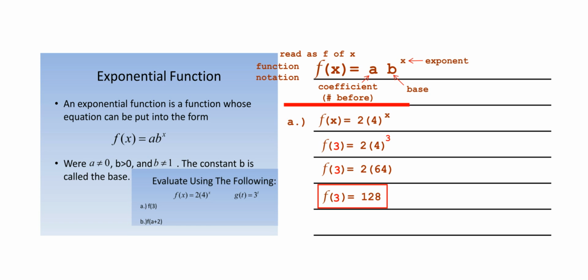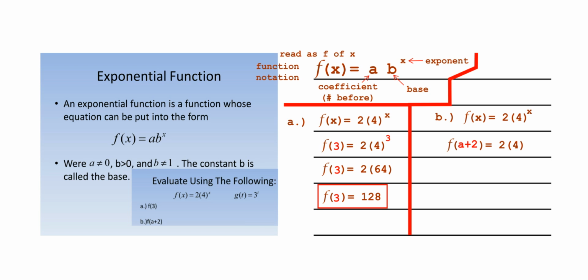Pretty straightforward in this case, agreed? Just remembering our order of operations though. So let's try the second one, B. For B, we have f of x equals 2 times 4 to the power of x. Once again, using the same f of x equation, there's no g of t asked in this question, right? Instead, they ask for f at a plus 2.